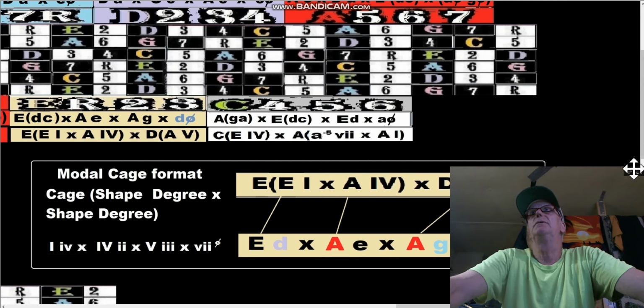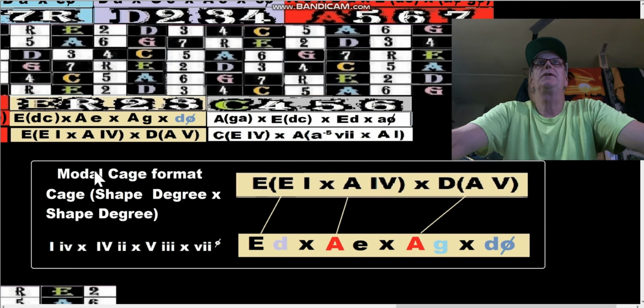Okay, so here we are. Let's just look at the two formats that I have for each of the modal cages. We have one and its minor is the sixth, fourth major and its minor is the second, fifth major and its minor is the third, and then half diminished. Okay, so that's the format of this description of each of the modal boxes.